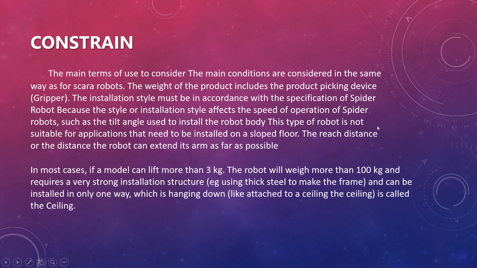The distance the robot can extend its arm is as far as possible. In most cases, if a model can lift more than 3 kilograms, the robot will weigh more than 100 kilograms and requires a very strong installation structure. It can be installed in only one way, which is hanging down, called ceiling mounting.